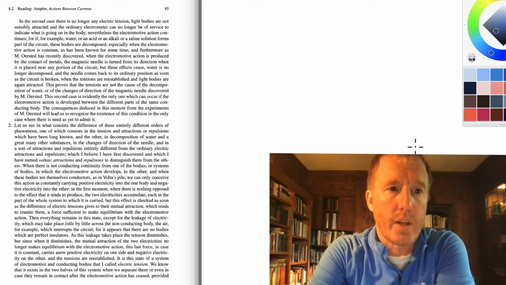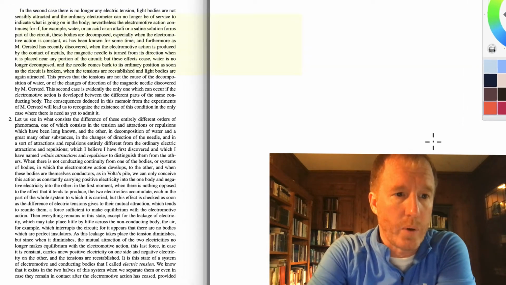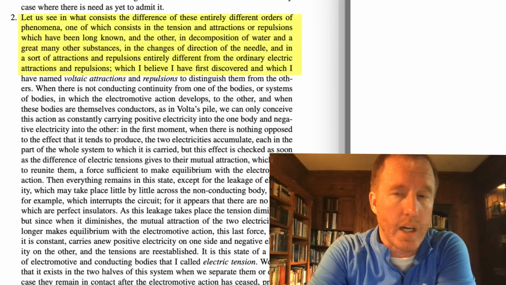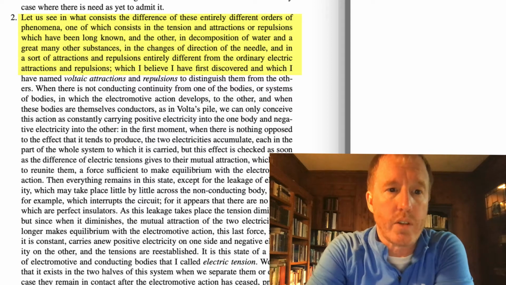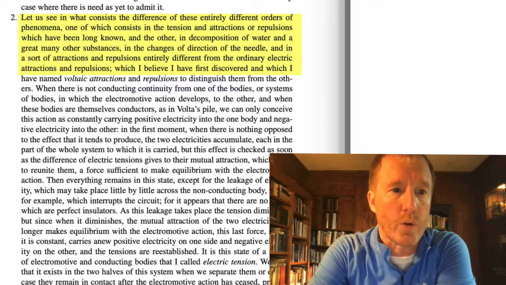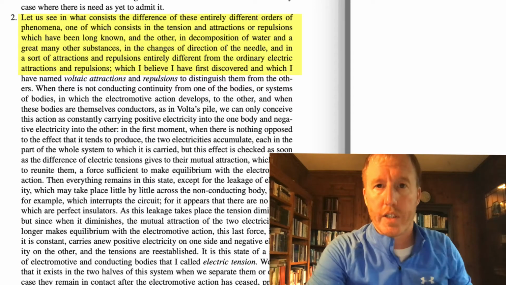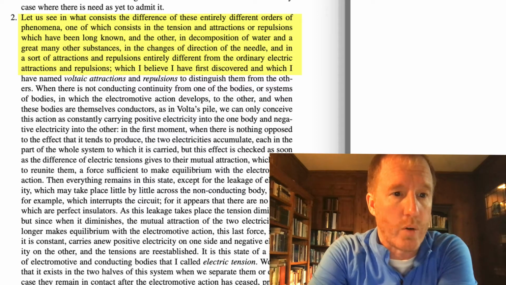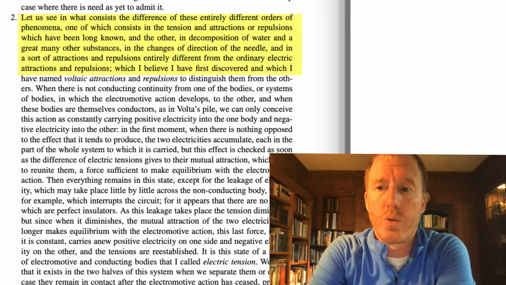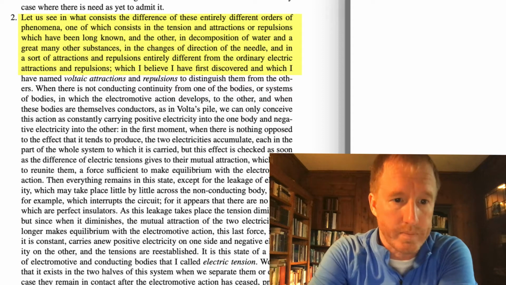So if you look down here at page 85, point number 2, he says, "Let us see..." I'm going to read some of this and then comment on it as I go. "Let us see in what consists the difference of these entirely different orders of phenomena." He's talking about electric tension and electric current. "One of which consists in the tension and attraction or repulsions, which have been long known." So think about when you charge up two small objects, hang them from strings, and then they either attract or repel one another based on whether they're both positive, both negative, or opposite charges.